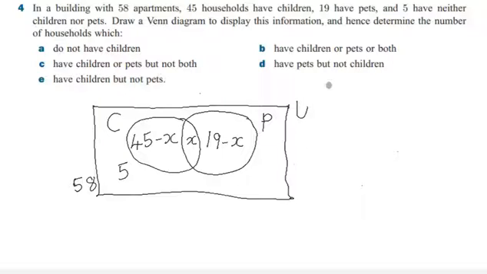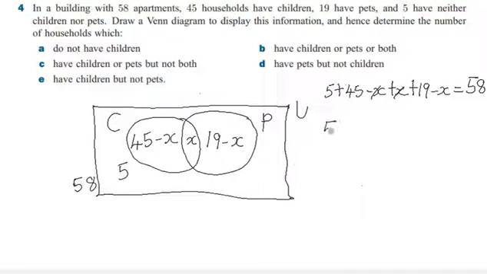I'll start with the number outside. 5 plus 45 minus x plus x plus 19 minus x. Everything is equal to what? 58. Okay. All right. Now, this is minus x plus x. They'll cancel each other. X minus x cancels each other out. So what are we left with? We're left with 5 plus 45.